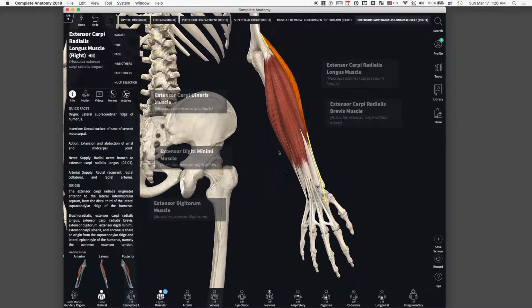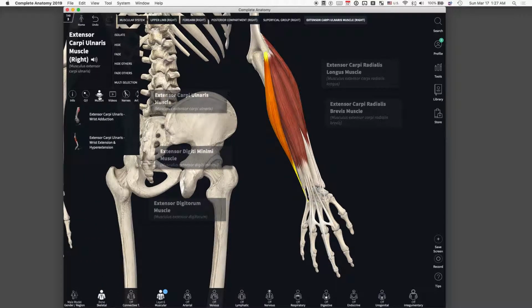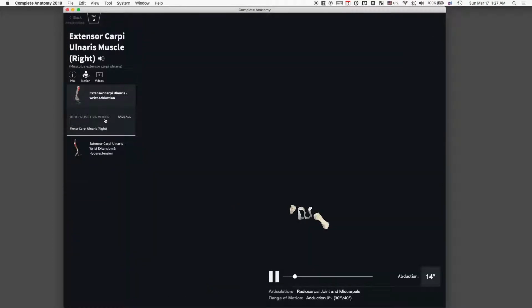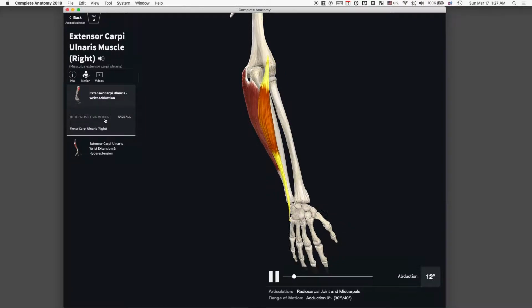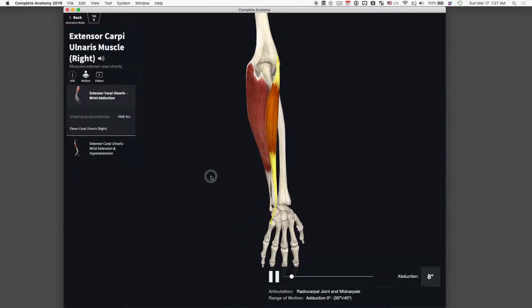As you can imagine, its contraction will lead to the ulnar deviation of your wrist, or adduction of your wrist. And because it's also an extensor carpi, or a wrist extensor, it's also involved in wrist extension as well as wrist hyperextension.